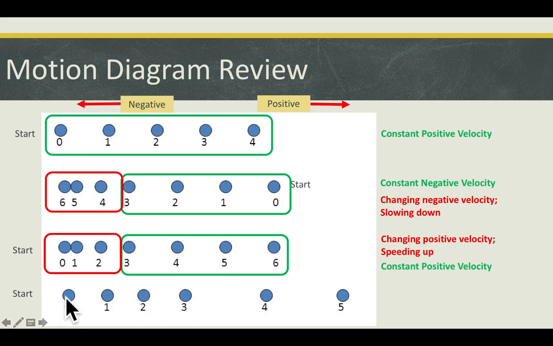This last one across the bottom, if we begin on the left, the first few intervals show that it's moving at a steady change in position. So this is going to be a constant velocity, and it's moving toward the positive direction. So this is a constant positive velocity. Then it appears to be covering different displacements. So during this last interval, this is going to be a constant positive velocity, but it's moving faster than it was before.